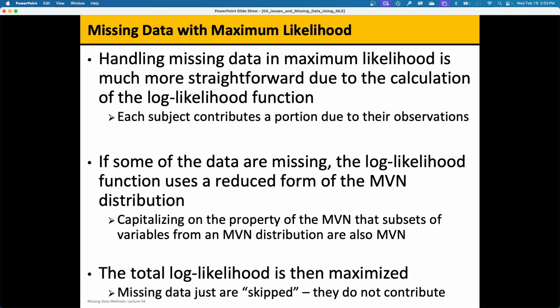So the total log likelihood is then maximized. It's kind of like just skipping over the missing data. It's like, oh, you didn't get job performance for that person? That's fine. Give me your IQ. We'll skip the job. It's fine. In fact, this is such a naive way of doing it.